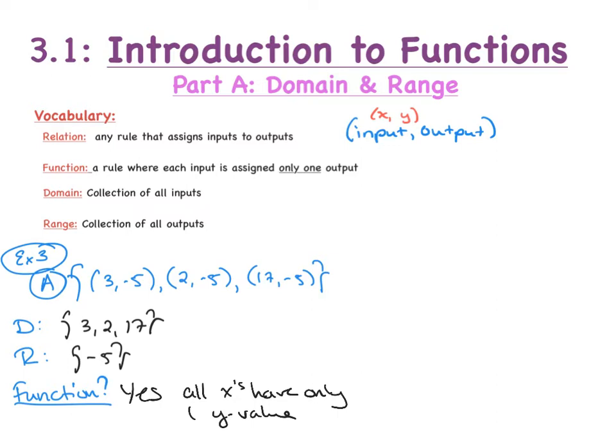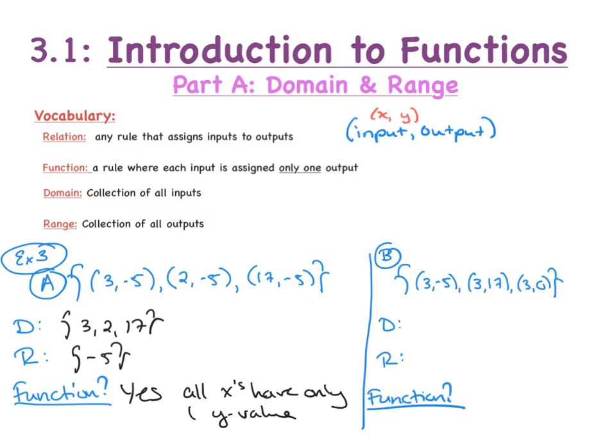Okay, so let's compare that to the next example. For this example, let's look at the relation consisting of the ordered pairs 3, -5, 3, 17, and 3, 0. Okay, well, the domain is rather boring. It's just the number 3. The range would be the numbers -5, 17, and 0 in any order that you like.